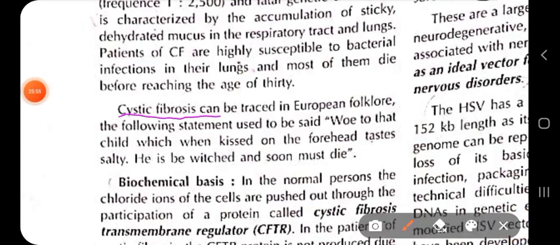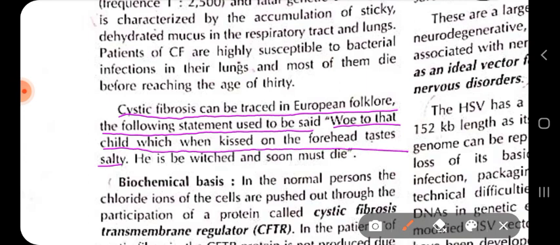Cystic fibrosis can be traced in European folklore, in which the following statement used to be said: woe to that child which, when kissed on the forehead, tastes salty, he is bewitched and soon must die. So it is a folklore which is often said by the European people. It means that woe to that child which, when kissed on the forehead, tastes salty, he is bewitched and soon must die.